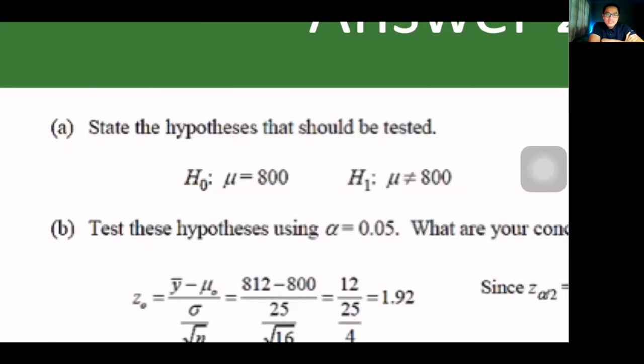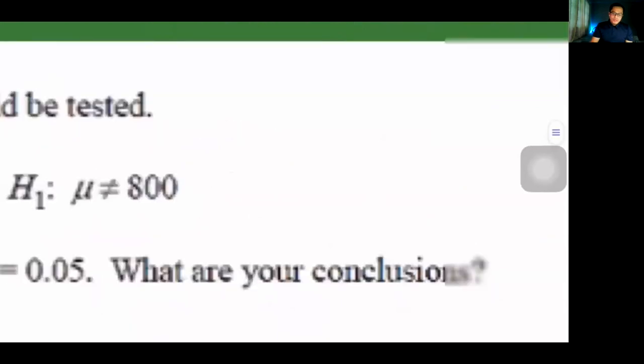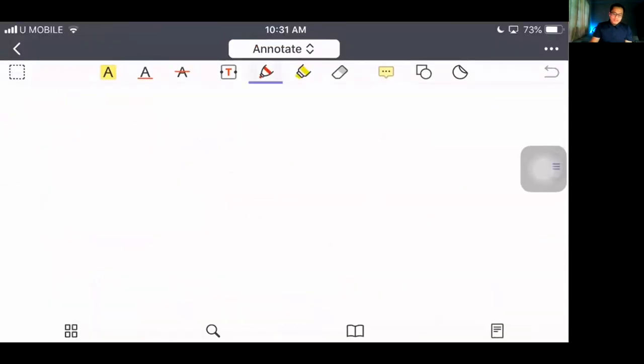Why is it a two-tail test? Is it because you watched the video already? The YouTube one. Okay, correct. This is a two-tail test. What is the logic? The null hypothesis is 800. The alternative is not 800. So if you plot it inside the graph, let me increase the size there.